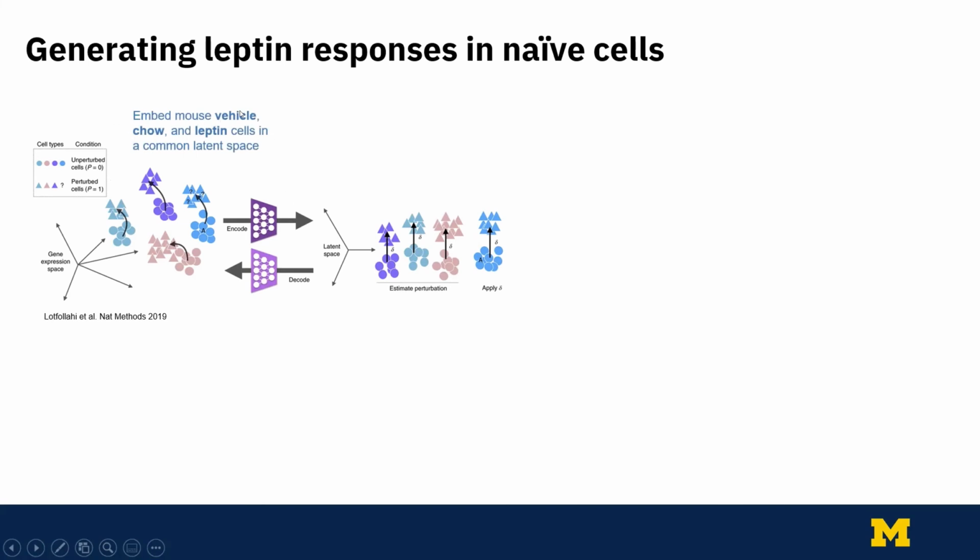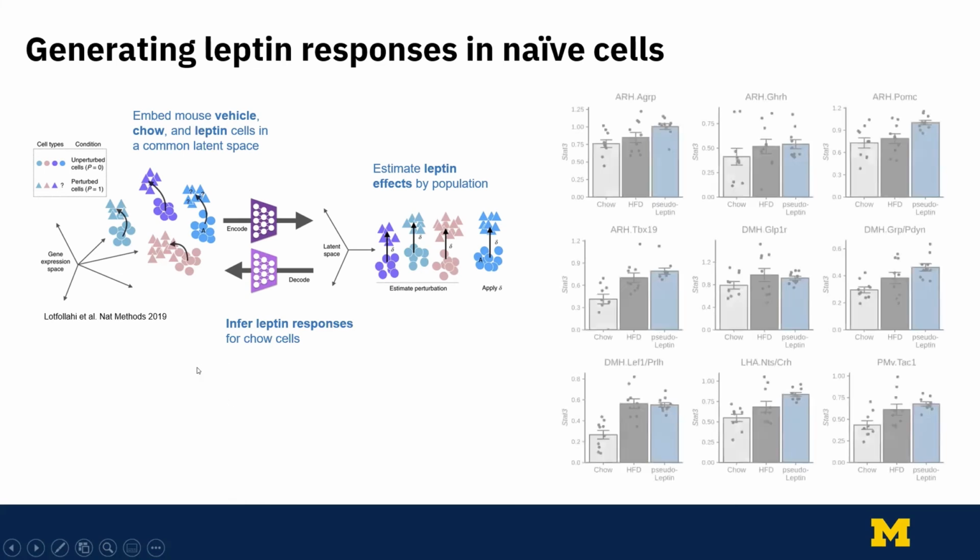So in our case, we can take our mouse vehicle and leptin cells, combine them with the chow. We can estimate the leptin effects, and then we can infer leptin responses in the chow cells. I'm just showing you the mouse here as an example. But our goal is to use this to learn leptin responses in our macaque data set, because we can't treat macaques acutely with leptin.